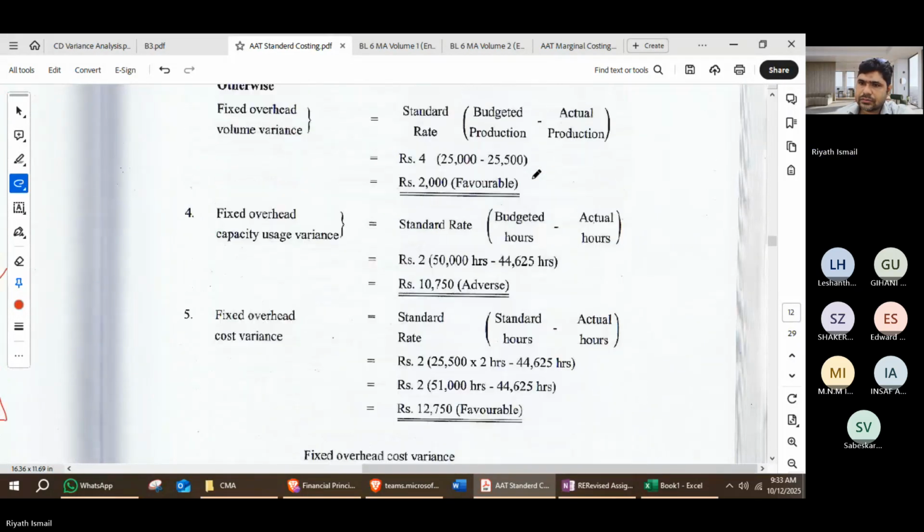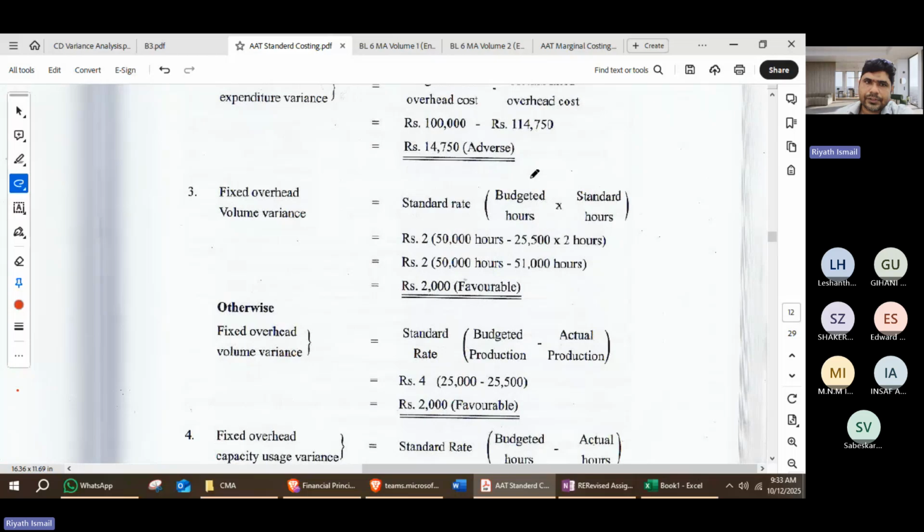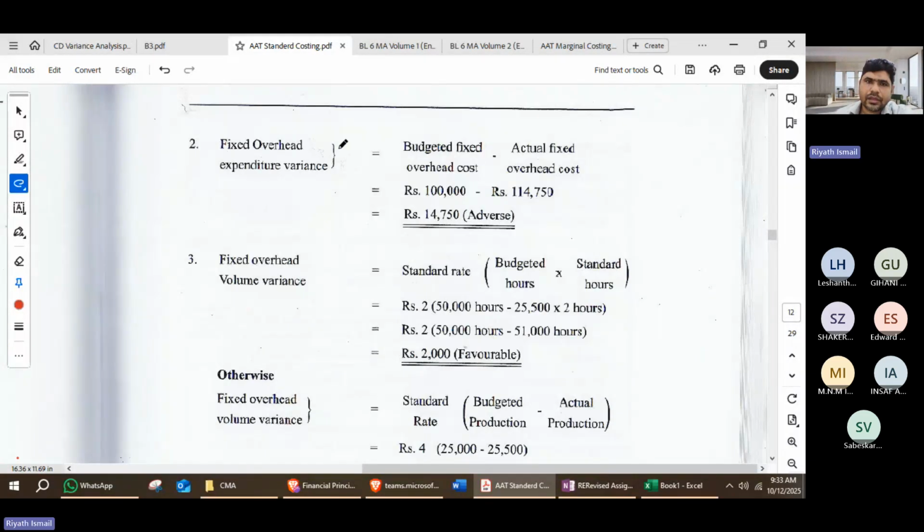Second one, fixed overhead expenditure variance. Just be careful about budget. Right, so budgeted fixed cost 100,000. Actual overhead cost 114,750. It is straightforward.